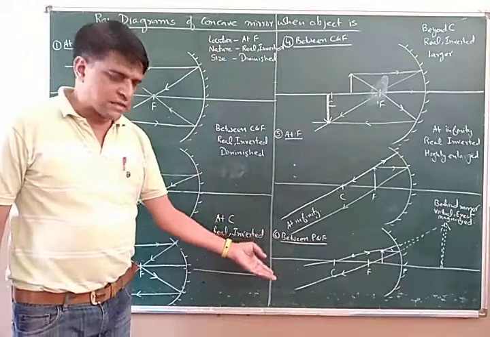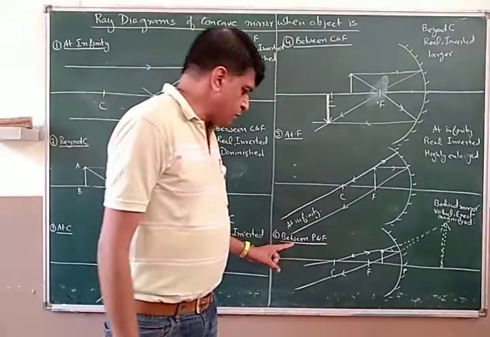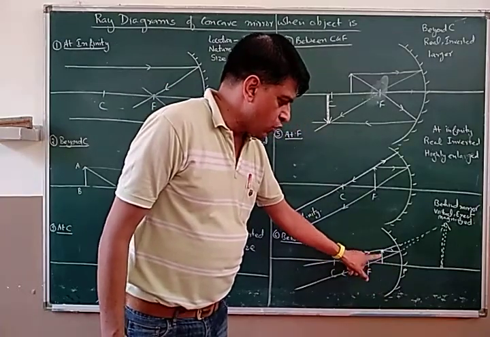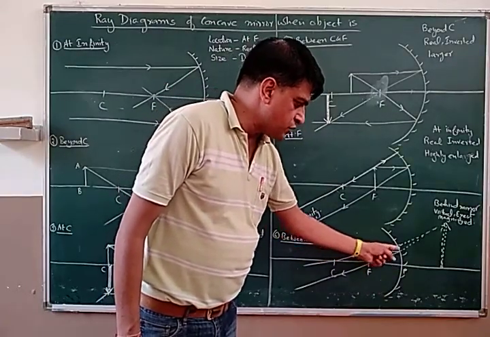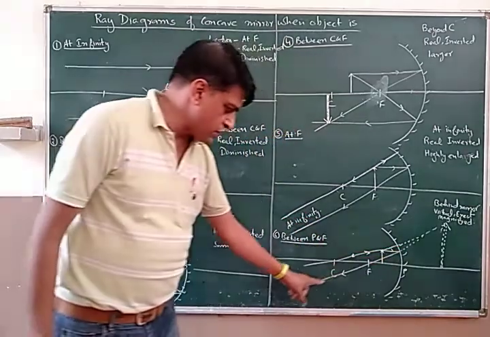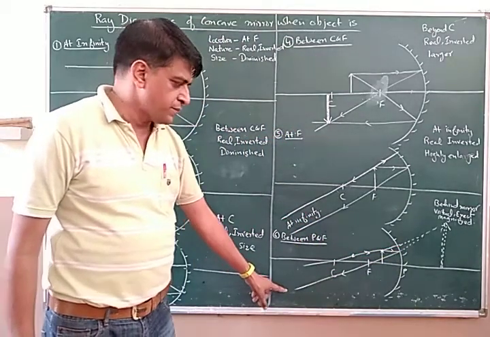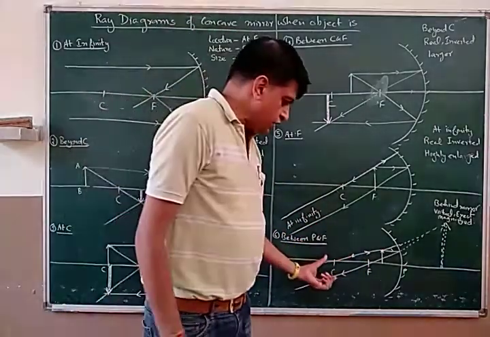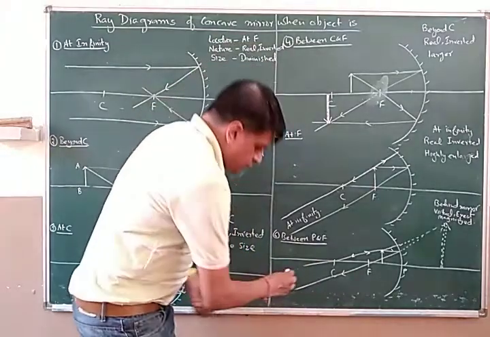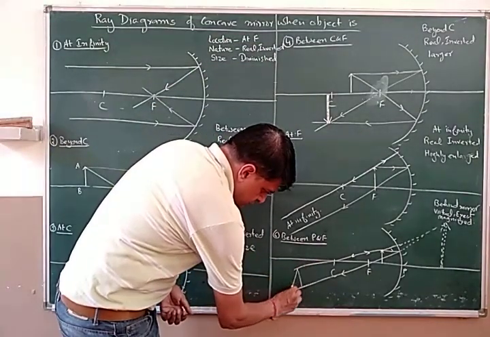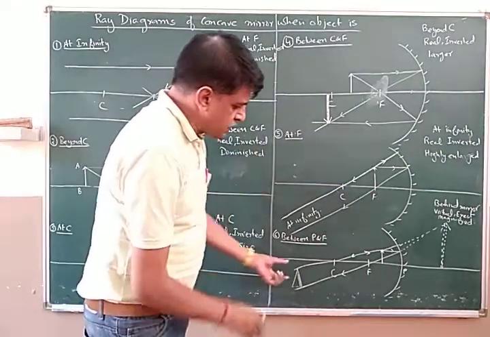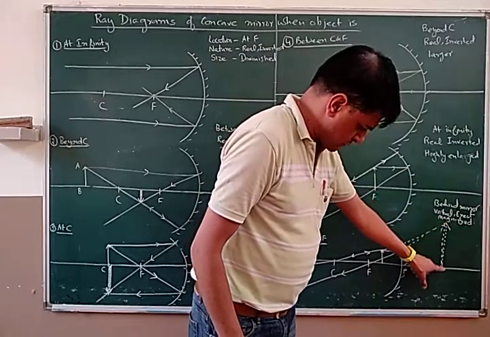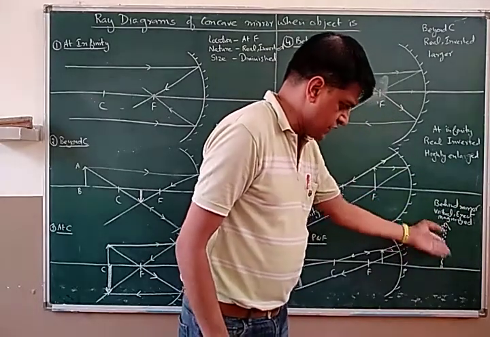And now the last case, if the object is placed between P and F, that means pole and focus. If the object is here, the first light ray, which is parallel to the principal axis, after reflection passes through the focus, and the second light ray, if it passes through the center of curvature, never meets. But if the observer's eye is here like this, then these light rays seem to meet behind the mirror, and if we draw a perpendicular, the image is like this.